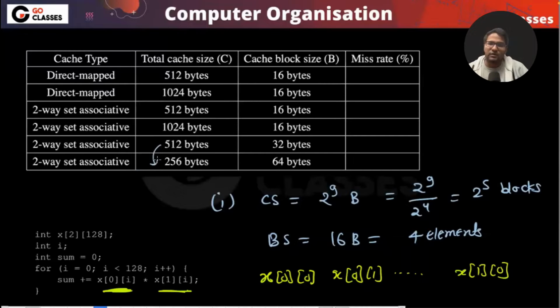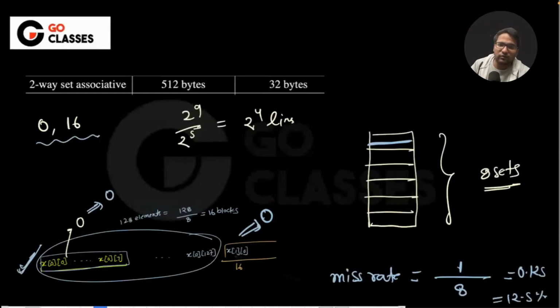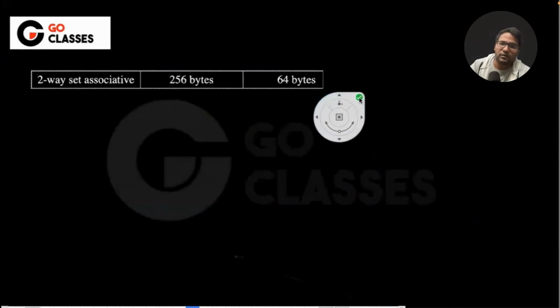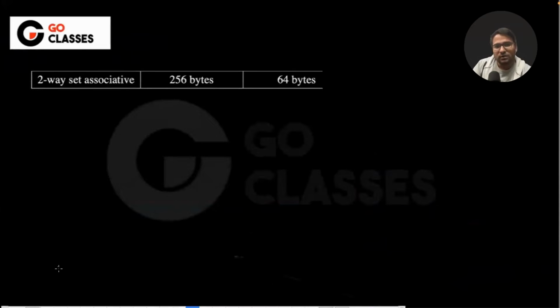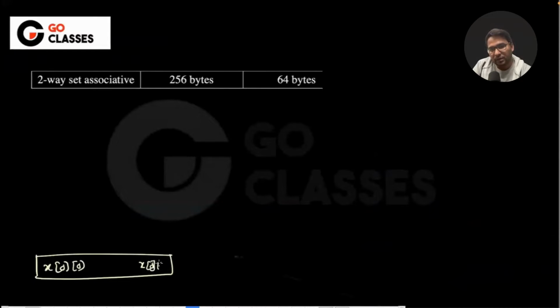They are saying that now the cache size is half, and the block size is doubled. So each block now contains how many elements? 64 divided by 4. So each block will contain how many elements now? 16, right? So you will say each block is having 16 elements. X002, maybe X015. Can anyone tell me what is the block number of X10?